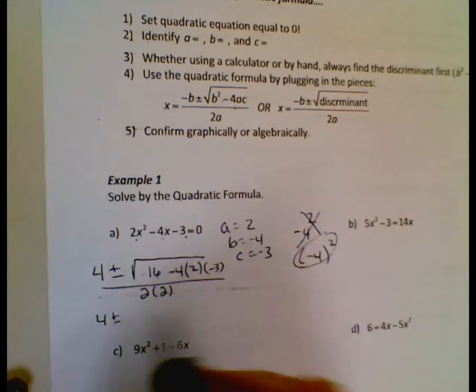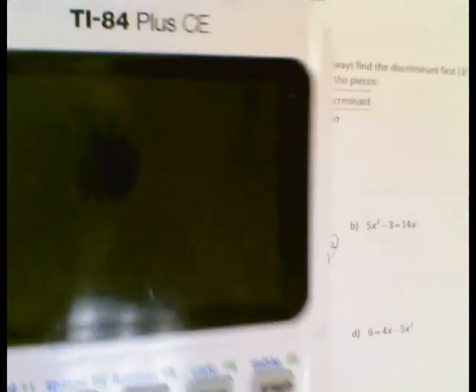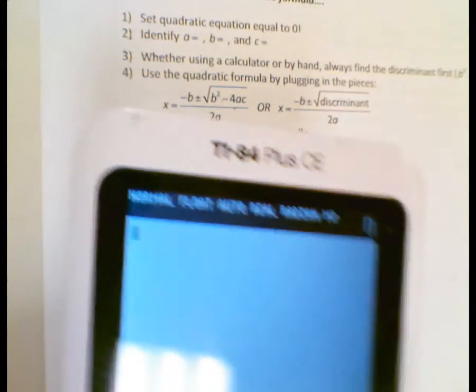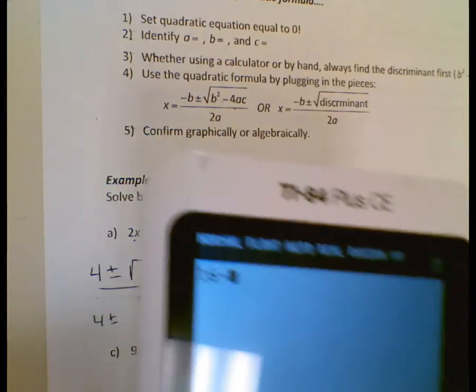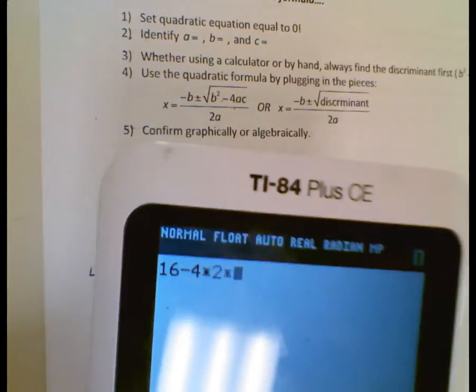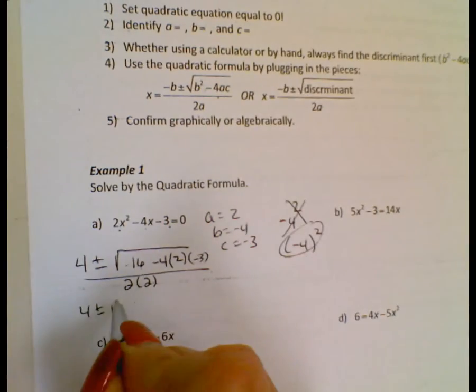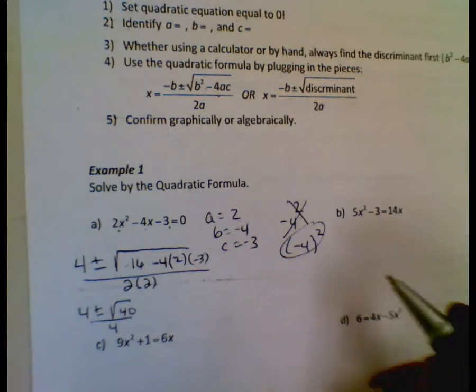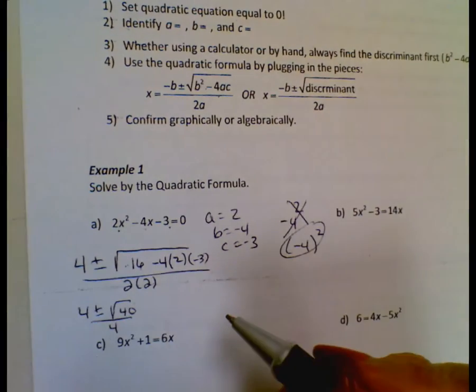Now, the part that you want to put in the calculator is the part that's underneath. So we're going to put in 16 minus 4 times 2 times -3, and that gives you 40. So this is 4 plus or minus the square root of 40 over 4. Now, 40 is not a perfect square, but it's positive, so you have 2 nice roots.